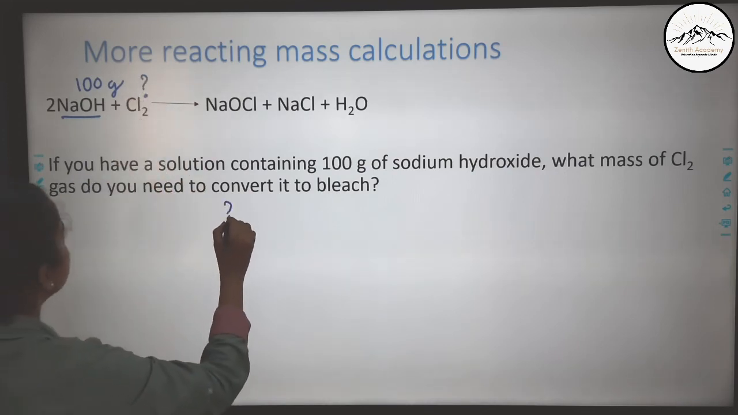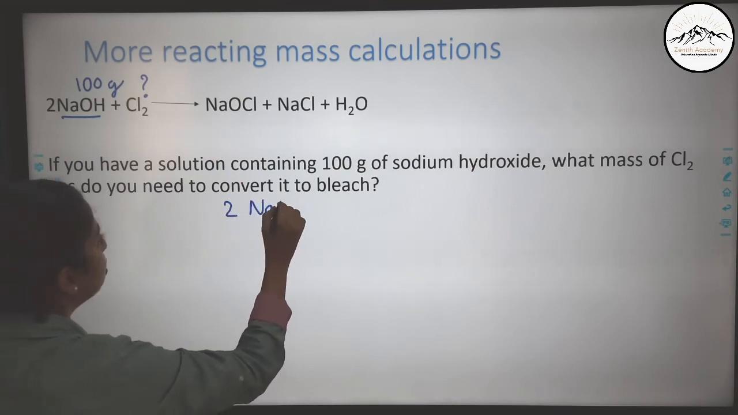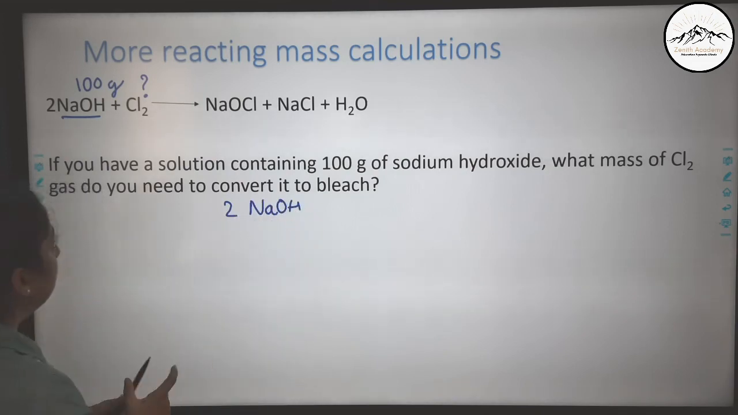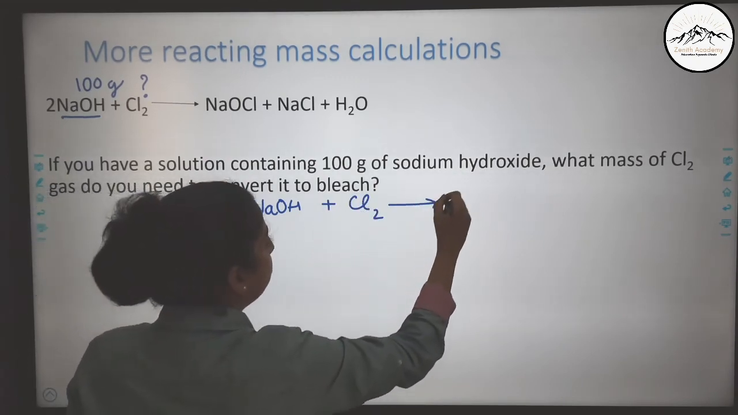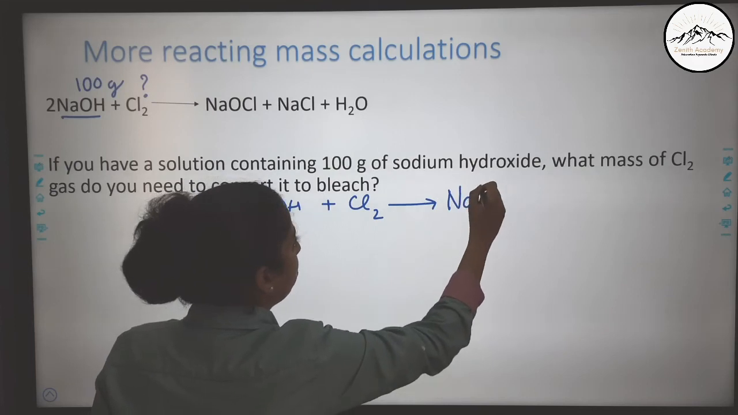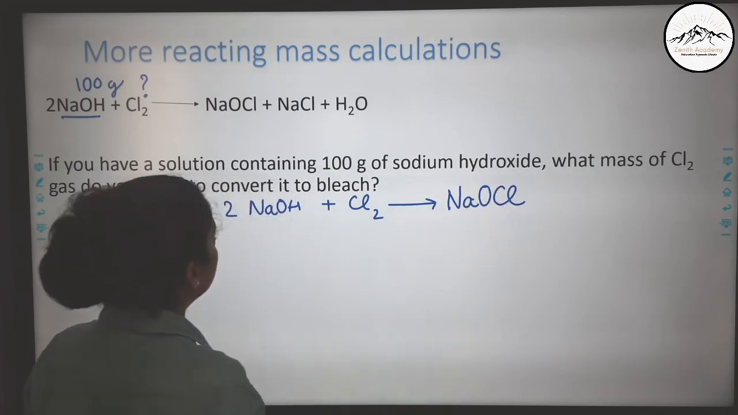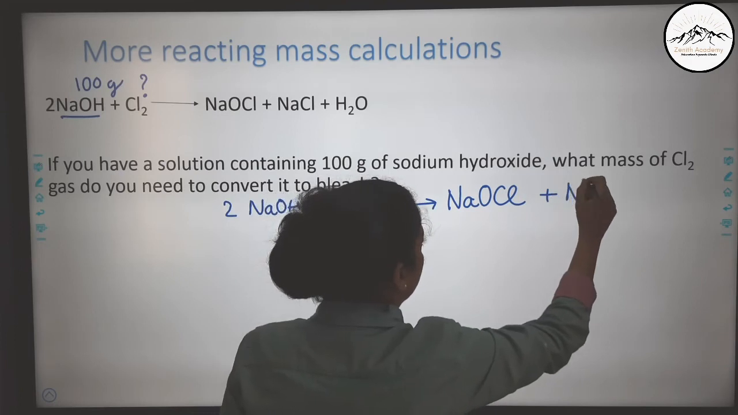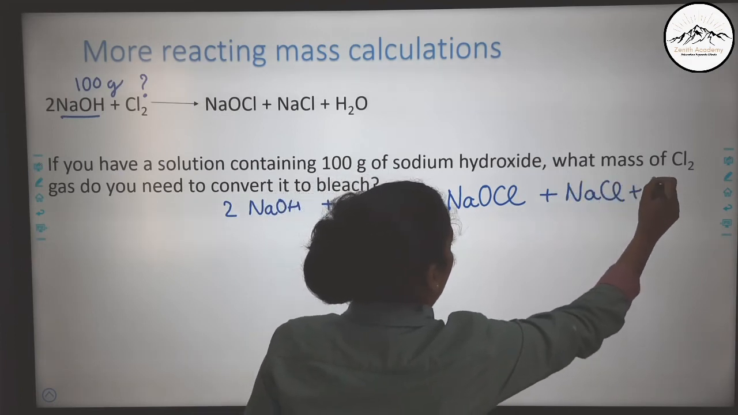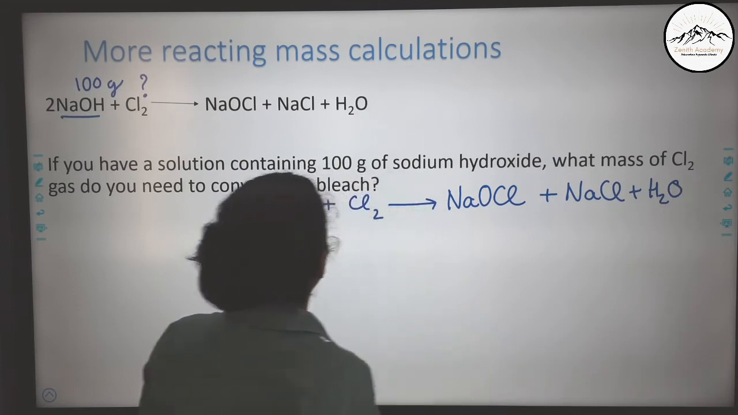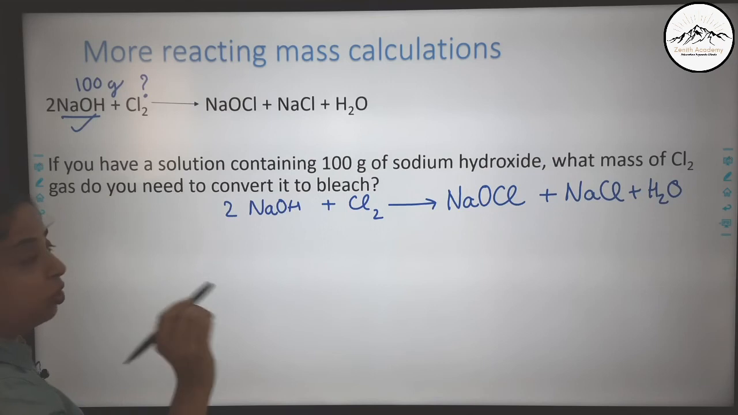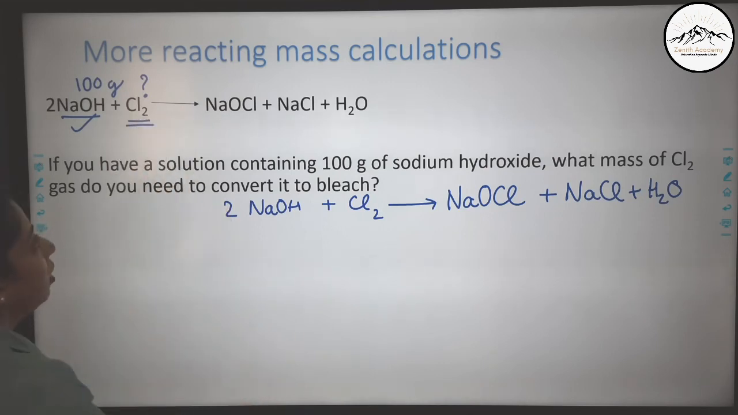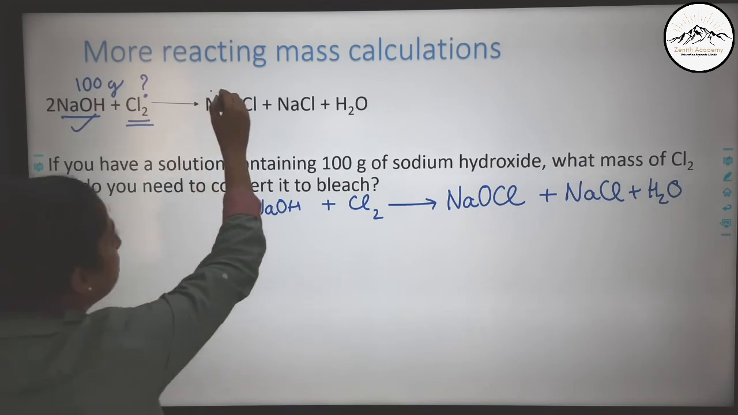So I write the equation again: 2 NaOH plus chlorine gives you sodium oxychloride, that is bleach, plus NaCl plus water. Now you have been given the amount of NaOH and you are told to find the amount of chlorine in grams. So you need not bother about all this.